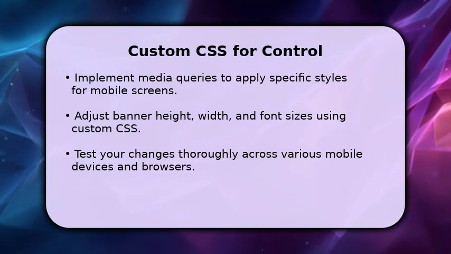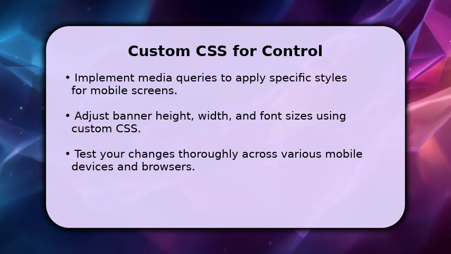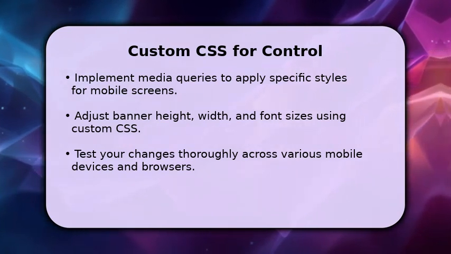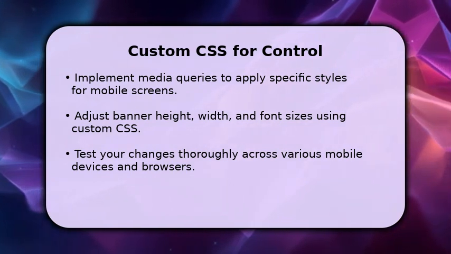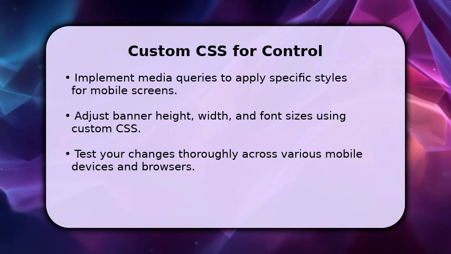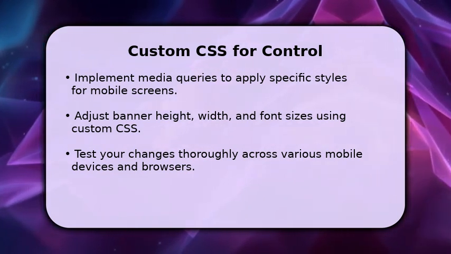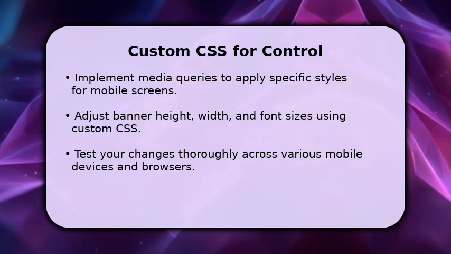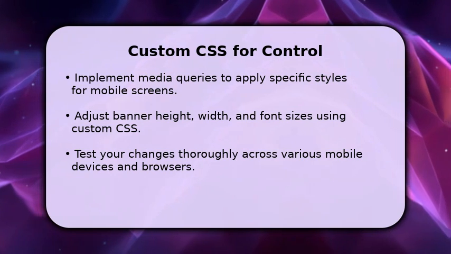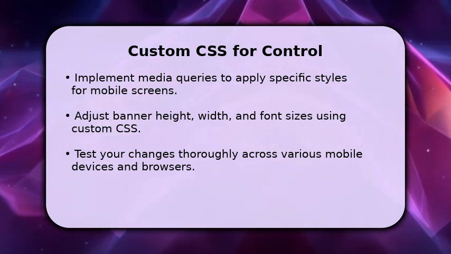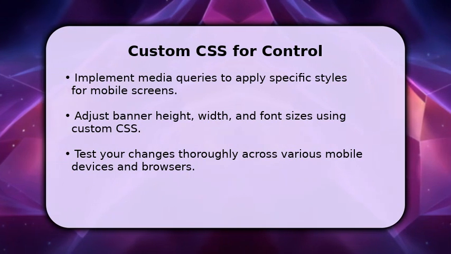For ultimate control, custom CSS is your best friend. By using media queries, you can apply specific styles only when the screen width is below a certain pixel value, like 768 pixels. This allows you to fine-tune banner height, text size, and element positioning for a perfect mobile display. Always test your custom code extensively on different mobile devices to ensure everything looks and functions exactly as intended.